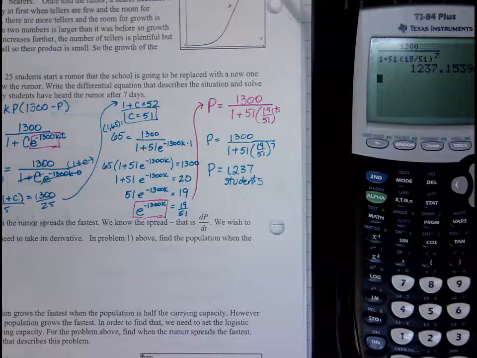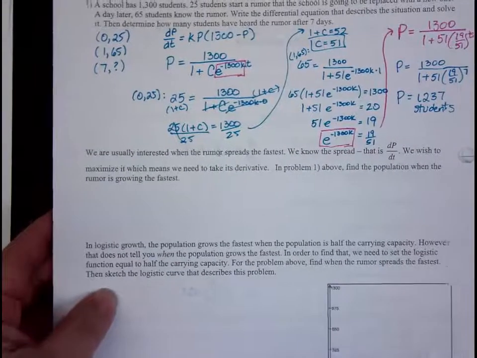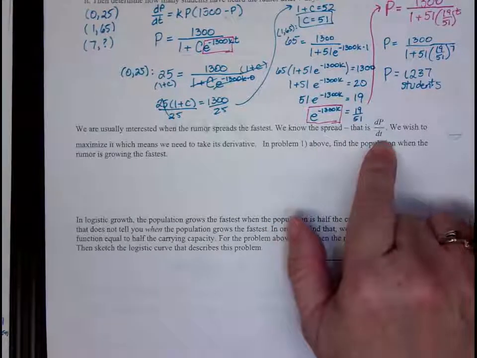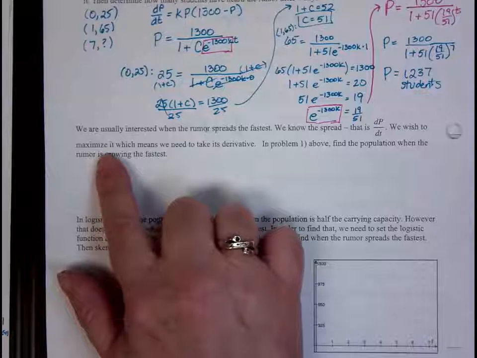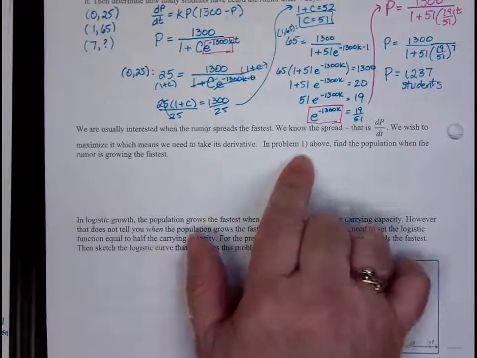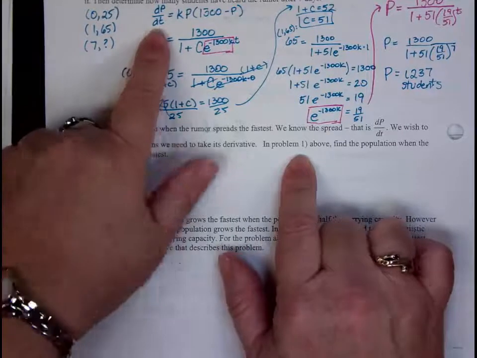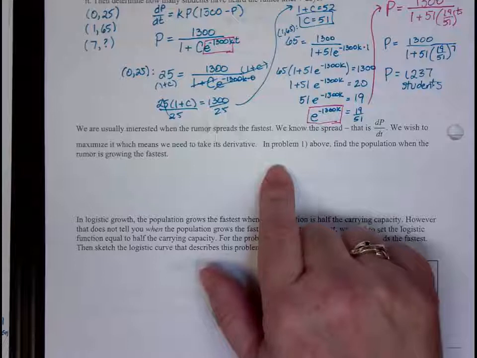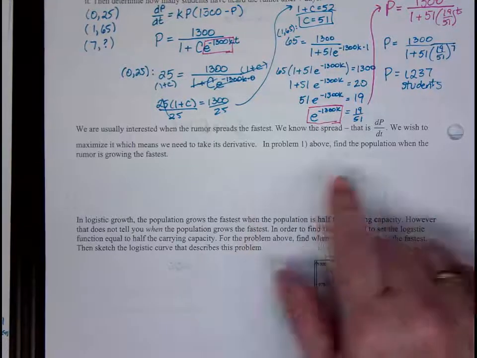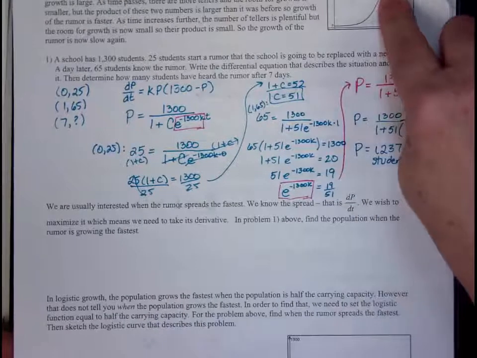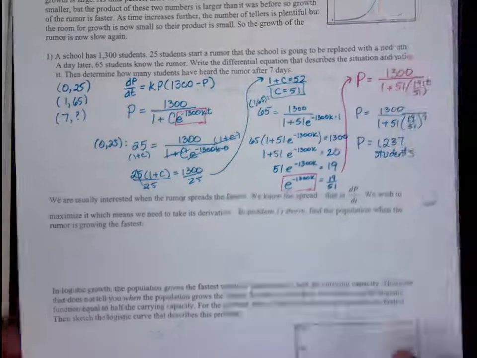Okay. Now, let's go on to the next part. It says we are usually interested in when the rumor spreads the fastest. We know that the spreading is figured by dp dt. So we want to maximize dp dt to find out which means we need to take its derivative. So we're going to take the equation we built, the dp dt equation up here. We're going to take its derivative, set it equal to 0, and find out when it is growing the fastest. When is it hitting the steepest point in the whole thing? Okay, that's what we're trying to find.